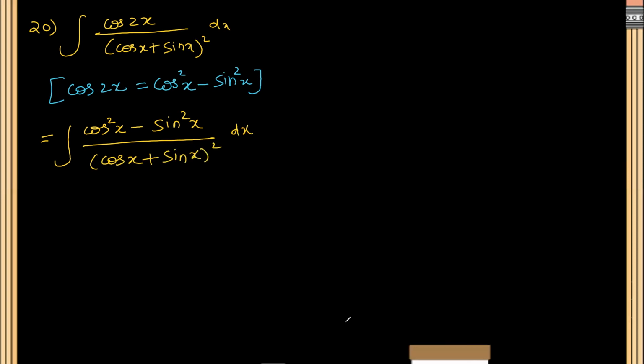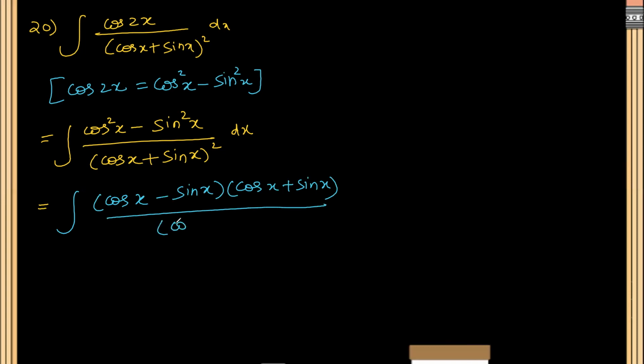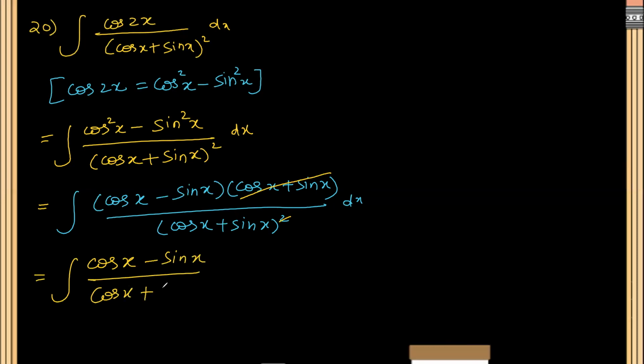Okay. So now the numerator is in the form a square minus b square, isn't it? So we can write that as a plus b into a minus b. That is cos x minus sin x into cos x plus sin x, the whole by cos x plus sin x the whole square. If you check the terms, we can cancel cos x plus sin x as a whole. So we get integral of cos x minus sin x the whole by cos x plus sin x dx.